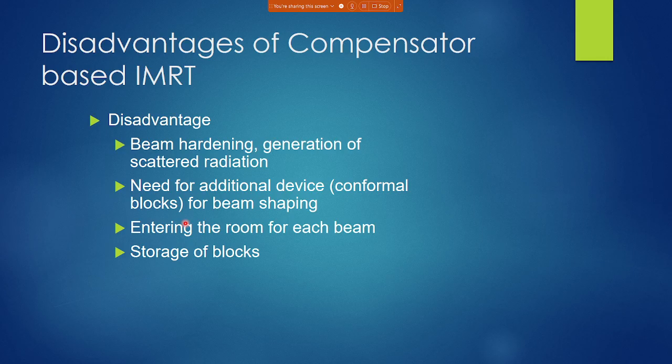And then you have to walk into the room for every beam. If you have 7 beam IMRT, you have to walk in and remove it and put it in. And all these problems will come. And the storage of the blocks. If you are treating 50 patients, so 50 into 7, so many blocks will have to be stored. It's a bit cumbersome method, right?